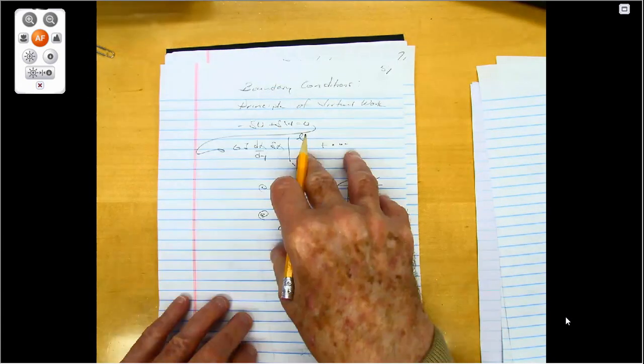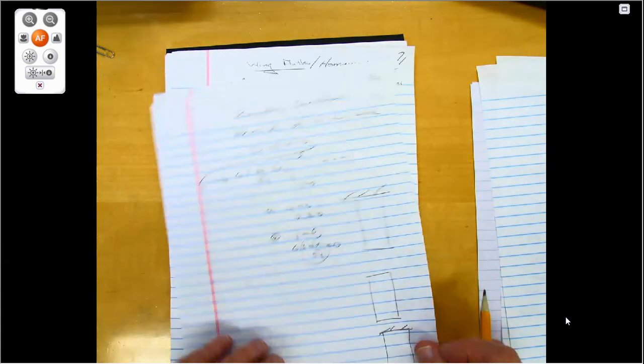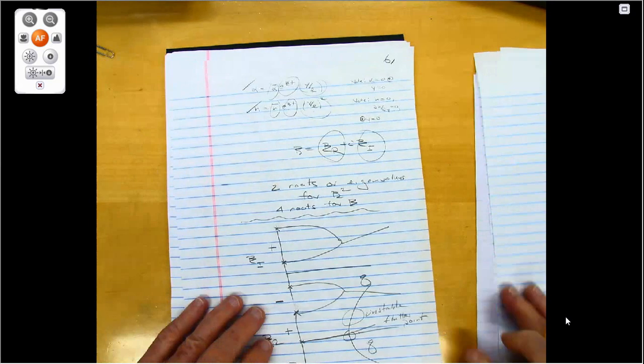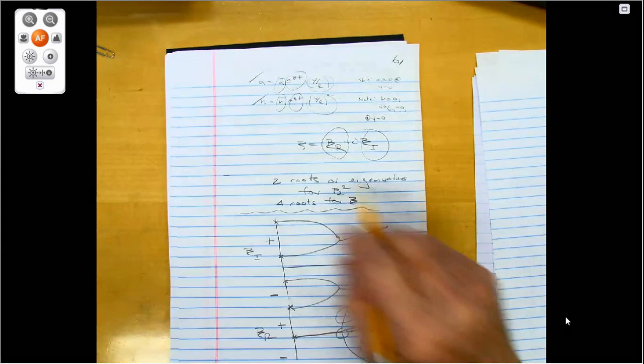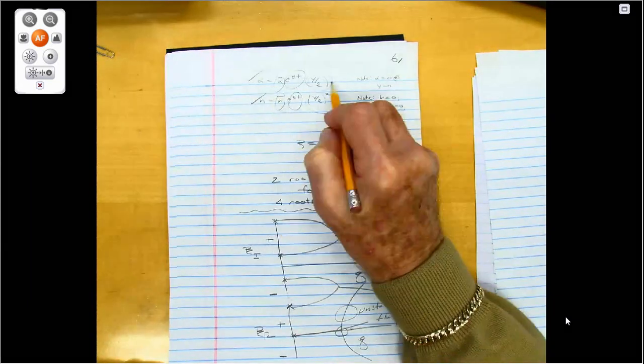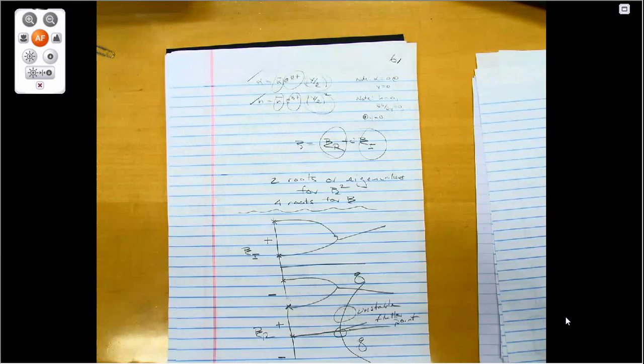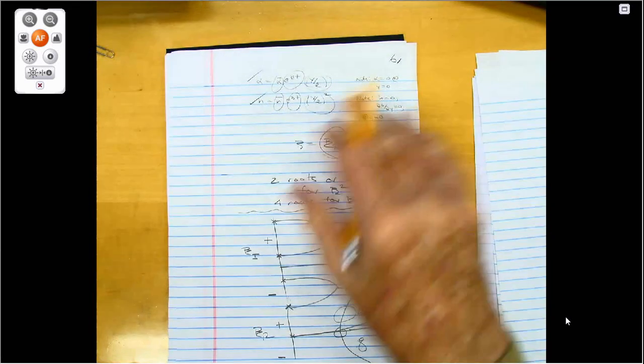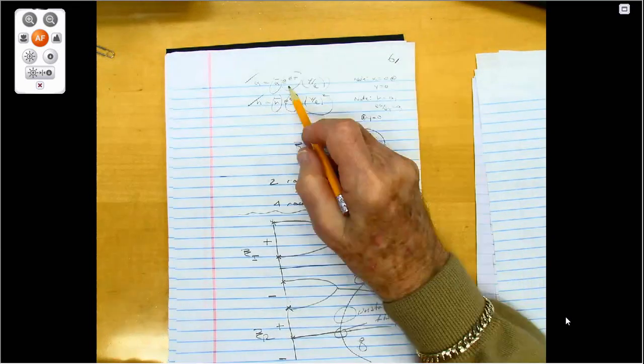Okay. Then how do I do a flutter analysis? I take alpha and h, which depend on y and time, right? They depend on the location along the span in this model and time. And I assume that the time dependence has this form. So it's within the framework of linear theory.